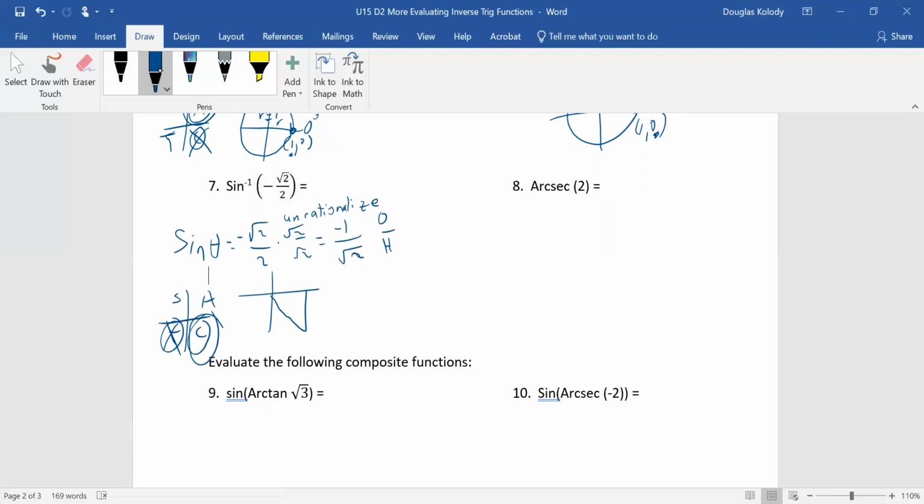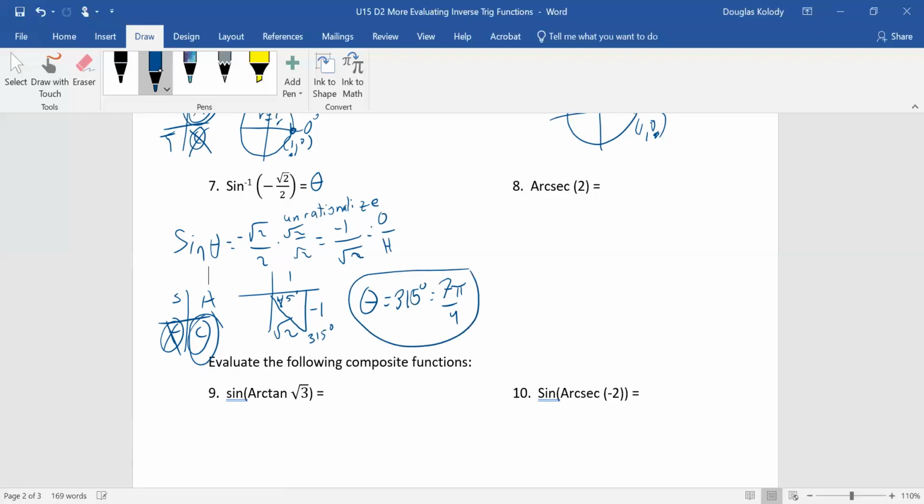Okay. So that means my opposite side here is negative 1, and this is root 2, which means, oh, it's a 45, 45, 90-degree triangle. And so that means this is 315. And so my answer for theta, remember, this is theta right here, is either 315 degrees or 7 pi over 4.